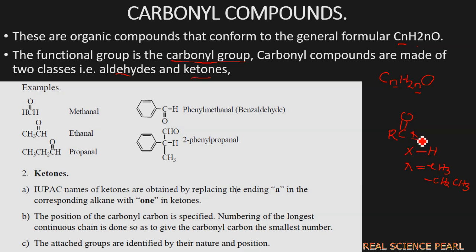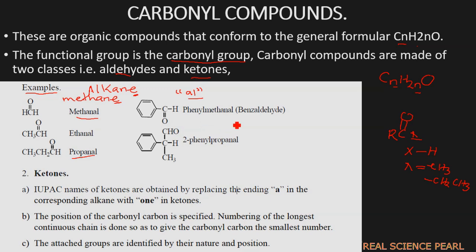Now let's look at examples, and these are examples of aldehydes. What you should know is that if we have a parent alkane, the parent alkane will replace the ending E with AL. That's why we are having methanal. This is coming from ethane, that's why we are calling it ethanal. This is coming from propane, that's why we are calling it propanal. Then this is phenylmethanal, or benzaldehyde.